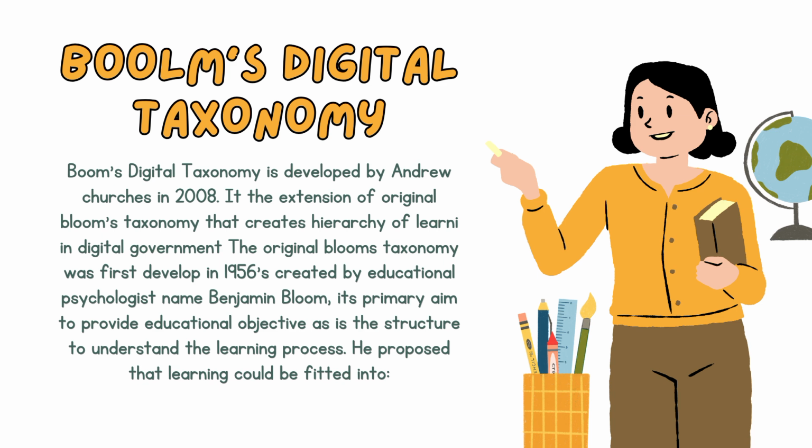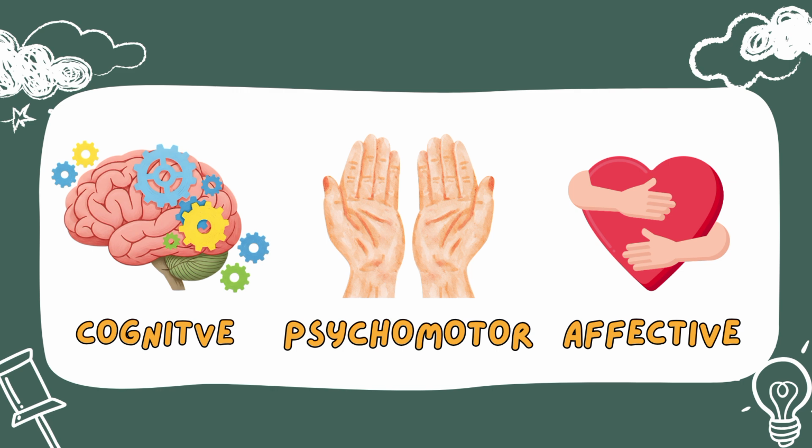He proposed that learning could be fitted into cognitive, psychomotor, and affective. These are the three domains of learning. Cognitive focuses on mental skills and knowledge. It involves thinking, understanding, remembering, analyzing, evaluating, and creating. The psychomotor domain deals with physical skill and coordination. It involves action, movement, and the development of motor abilities.